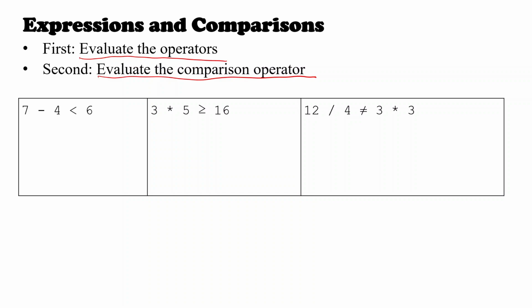Okay, so let's look at this first example here. I have 7 minus 4 less than 6. So I have a minus sign and a less than sign. Now, which one do I do first? There's no parentheses. The order of operations, when you do have a mixture of operations, you always do the operators in accordance with PEMDAS first. Okay? And then your comparison operators are always last. So you always ask that comparison question last.